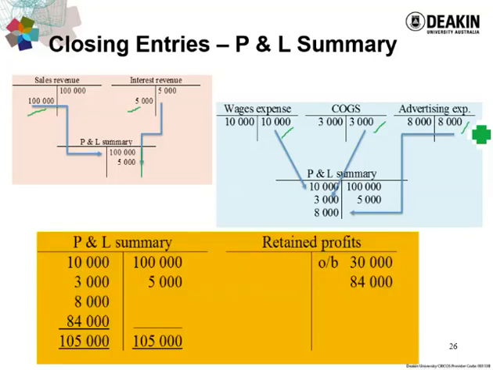Next, in P&L summary, we can determine the net profit or net loss. The credit figures, which are based on income, are much greater than the debit figures, which are based on expense. Therefore, we have a net profit of 84k in this case. We would then close this net profit 84k with a debit entry in P&L summary account, and we transfer it to the credit side of retained profits account.